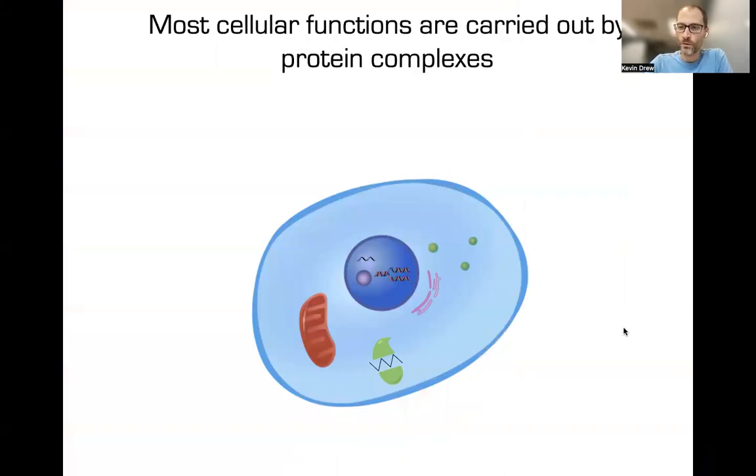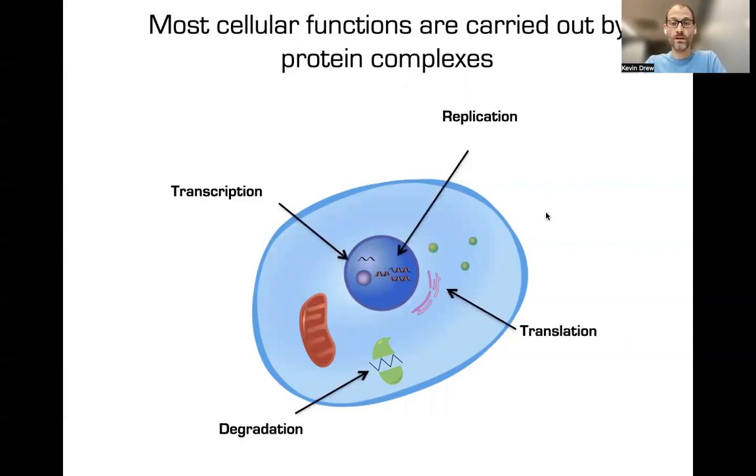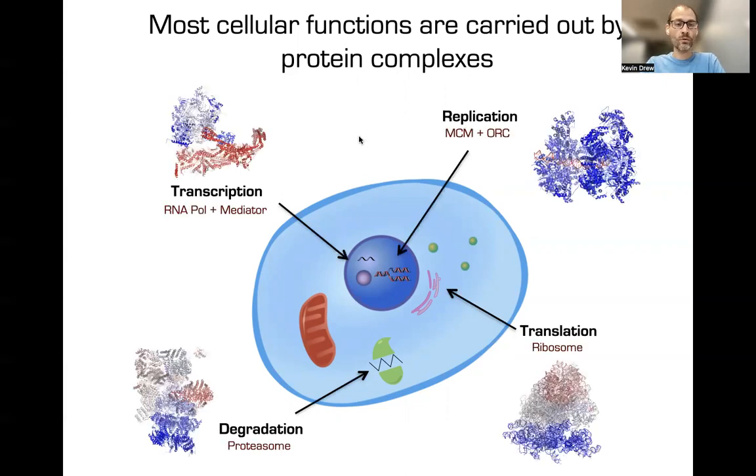So proteins are the functional unit of the cell, but we also know that they don't work alone. They work in concert with other biomolecules in the cell. So we can look at essential functions of the cell, such as replication, translation, transcription, and degradation. When we look at the proteins that are carrying out these functions, we say that they form these large macromolecular protein complexes. So we see RNA polymerase and the mediator complex, we see MCM and the ORC complex, we see the ribosome, we see the proteasome. So many different subunits coming together to carry out these essential functions of the cell.